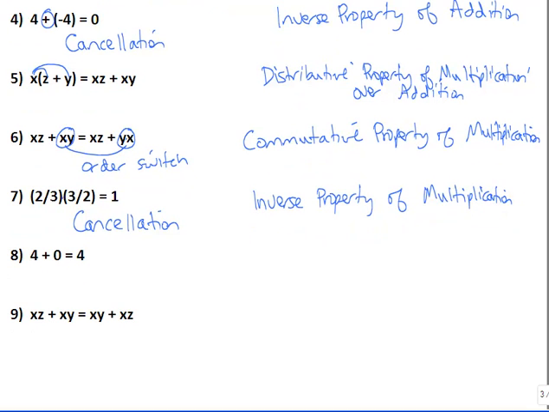Example 8. 4 plus 0 equals 4. So we started with 4, we added 0 to it, and we ended up with 4. So this is what I call a mirror image. You started with 4 and you ended up with that same mirror image back. That was called the identity property. So you're looking back at yourself, and the operation that's being used here is addition.